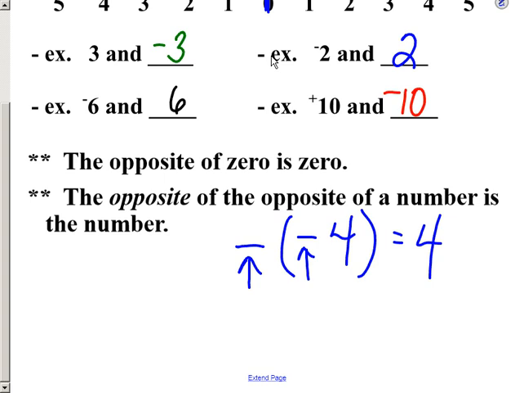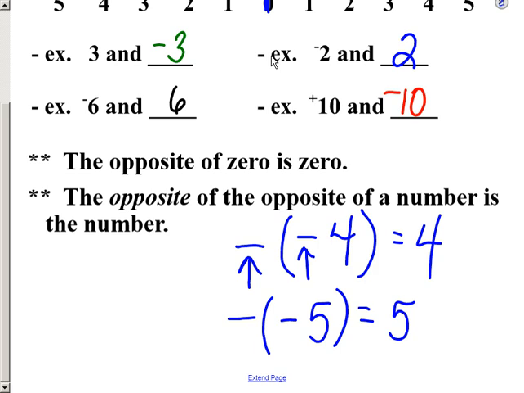So the opposite of the opposite of negative 4 is 4. Actually, we can't say it that way, because really the best way to think of this is that we're starting with a negative number. So the opposite of negative 5, for example, would be 5, because again, it is a double negative, just like in language arts. So not negative 5 means 5.